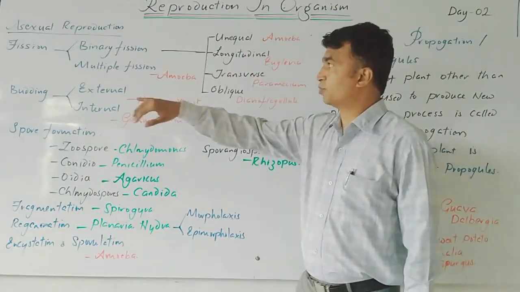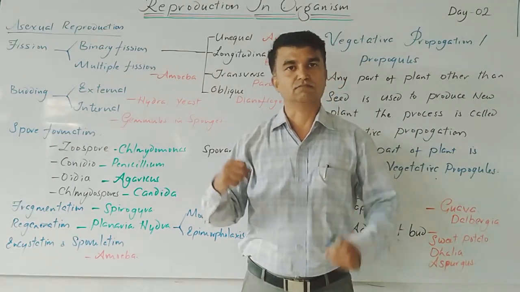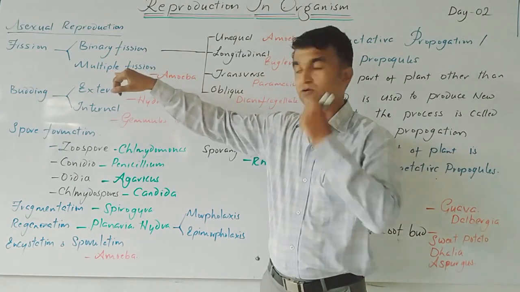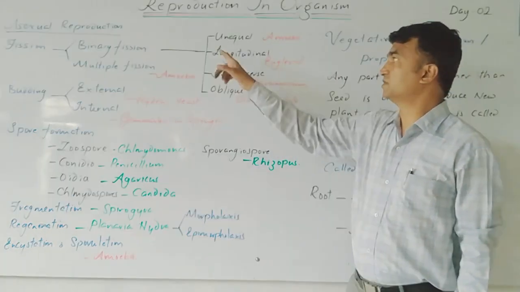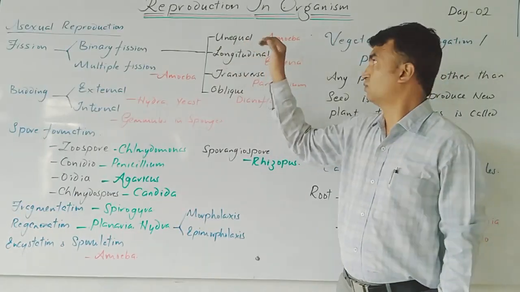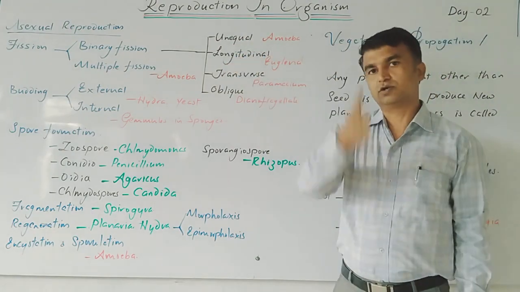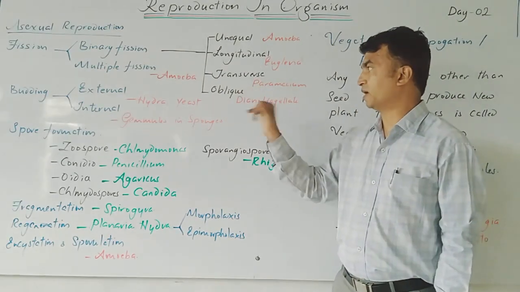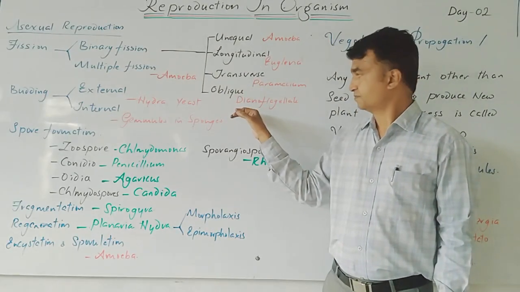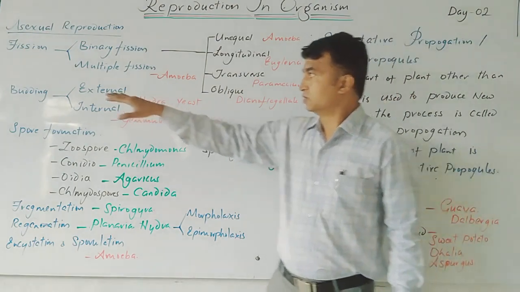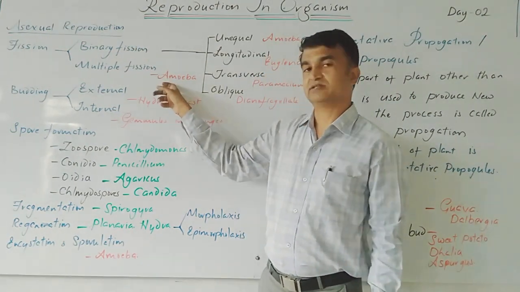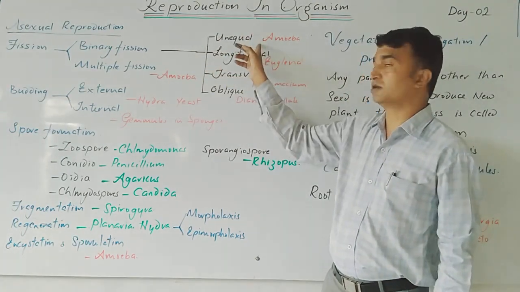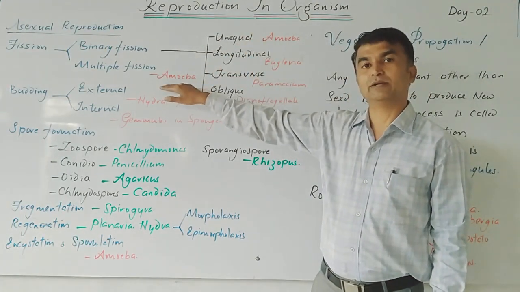Under asexual reproduction, first comes fission, which is a mitotic division. Based on the number of daughter cells, it is either binary fission or multiple fission. Binary fission: if it is unequal, the example is amoeba. If it is longitudinal, the example is Euglena. Transverse division, example Paramecium. Oblique is seen in dinoflagellates. Multiple fission takes place in amoeba. Based on the surrounding environmental conditions, amoeba shows either unequal division or multiple fission.